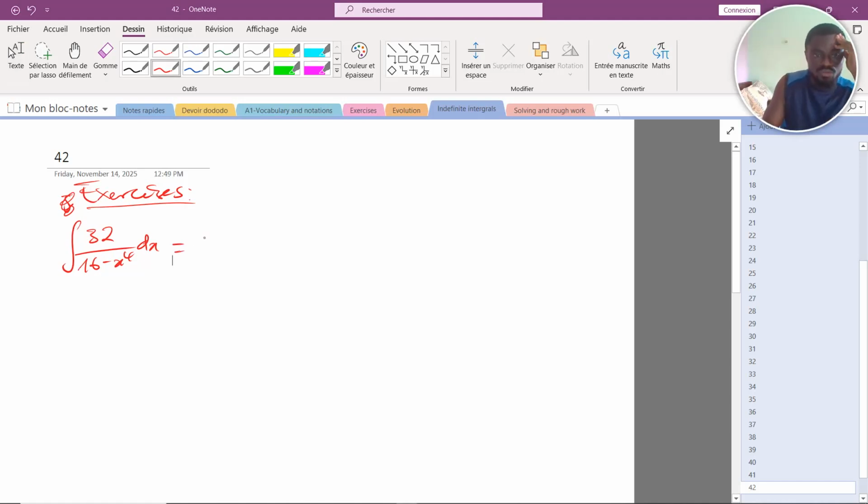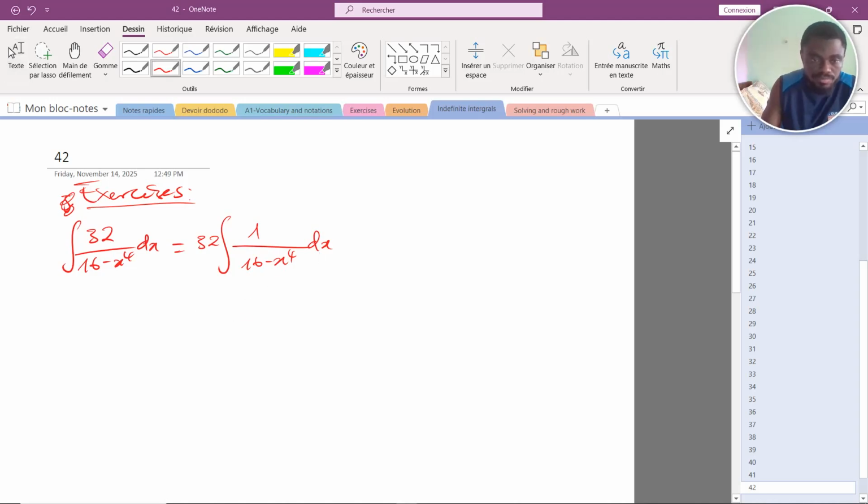This is firstly equal to 32 times the integral of 1 over 16 minus x to the fourth dx. Now there is not a standard form which tells us how to integrate this. But what I can see is that I can simplify this 16 minus x to the fourth.